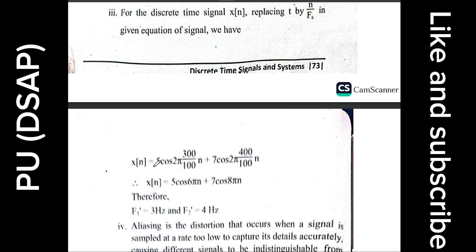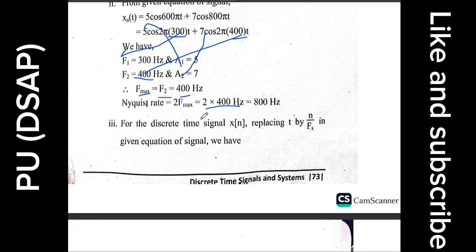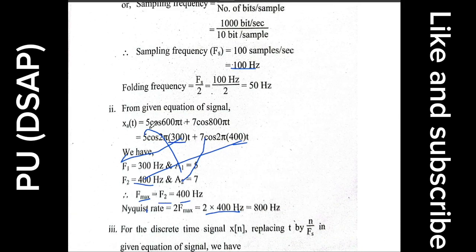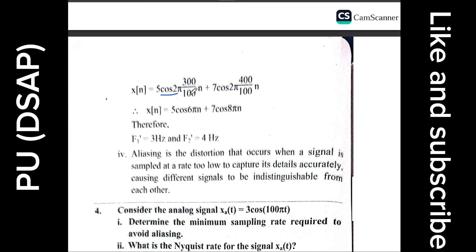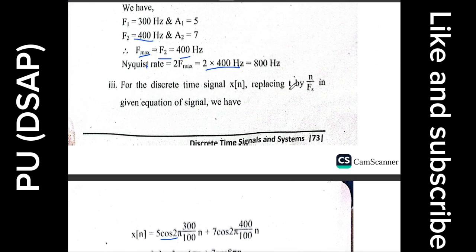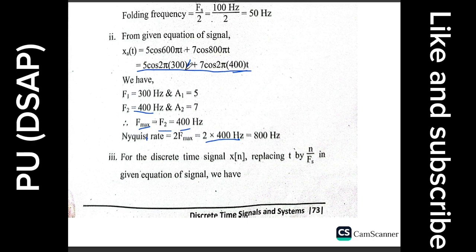So here we have xn equal to 5 cos 2 pi. This is the above x(t). Okay, this one you have to use, the partitioned one. If you use the above one without partition, that will be wrong. So you have to keep in mind to use this one. After using this one, as I told you before, you just replace t by n upon fs. So here is the t, isn't it? You have to replace this t by n upon fs.